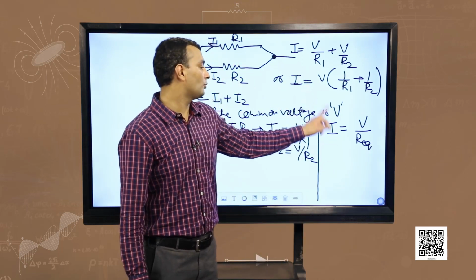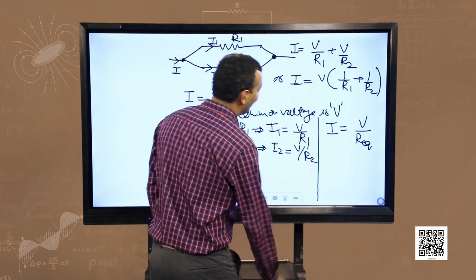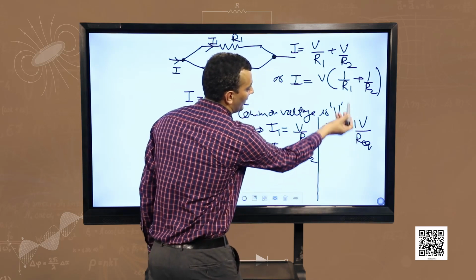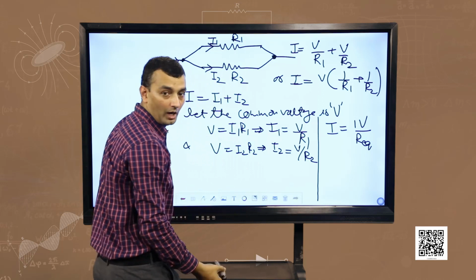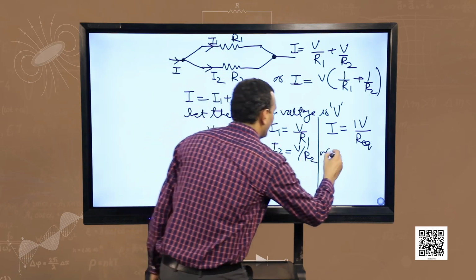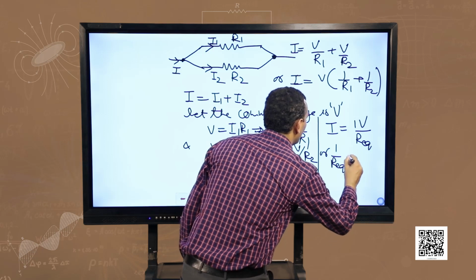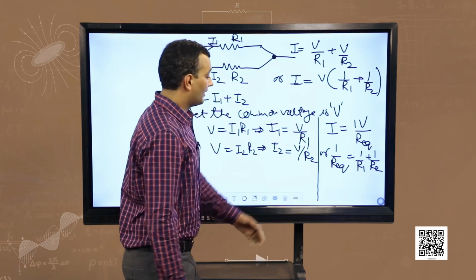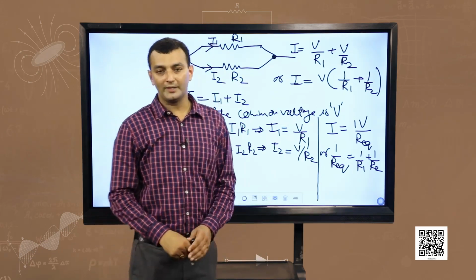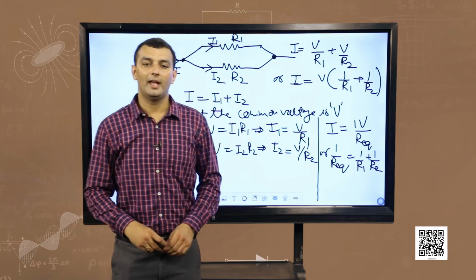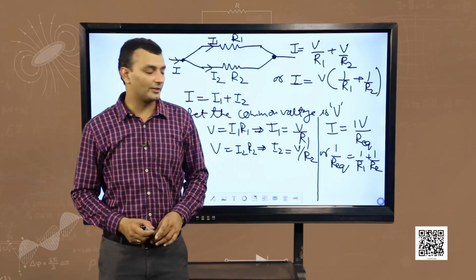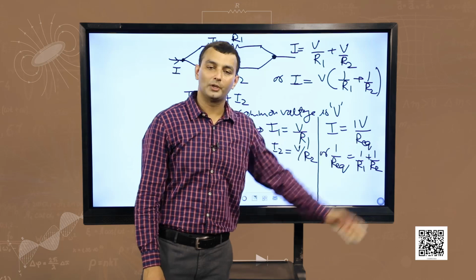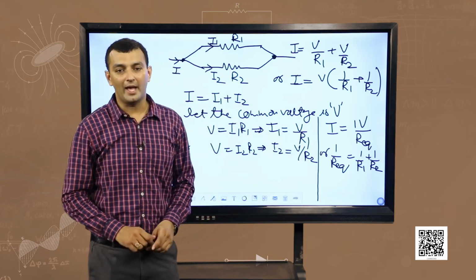By comparing these two equations, we can easily see that in place of 1 upon R equivalent, we have 1 upon R1 plus 1 upon R2. So 1 upon R equivalent equals 1 upon R1 plus 1 upon R2. This is the formula for the parallel combination of two resistors. Again, it can be generalized for any number of resistors. If the resistors are 3, then 1 upon R equivalent equals 1 upon R1 plus 1 upon R2 plus 1 upon R3, and it can be generalized to n resistors as well.